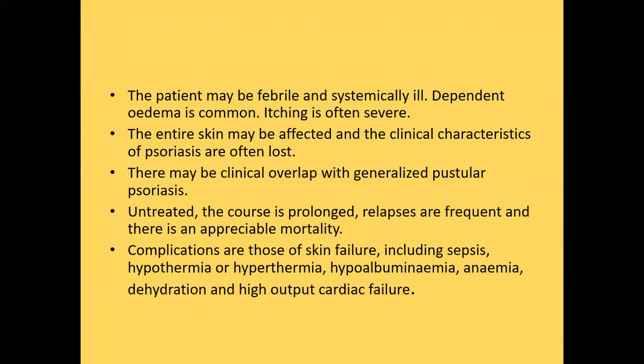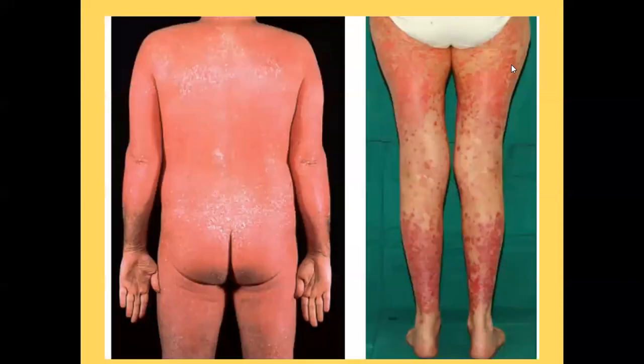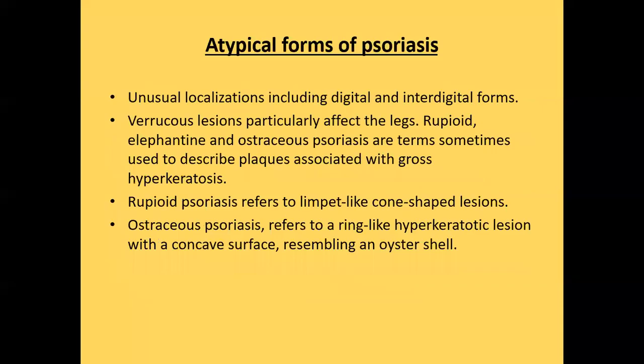When the entire skin is involved, the typical sharply delineated plaques will not be visible. There may be a clinical overlap with generalized pustular psoriasis. Untreated, the course is prolonged, relapses are frequent, and there can be appreciable mortality. The mortality is because of skin failure and all the other features of skin failure that include sepsis, hypothermia, hyperthermia, hypoalbuminemia, anemia, dehydration, and high output cardiac failure. These are images of patients with erythrodermic psoriasis.